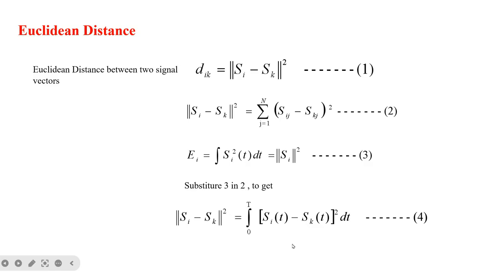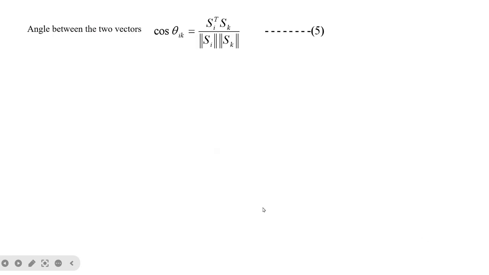Now this equation number 4 is nothing but the Euclidean distance between the two signal vectors, Si and Sk. Now we need to calculate the angle between the two signal vectors, which is given by cos θik equals the transpose of Si times Sk, divided by the norms of the signal vector Si and the signal vector Sk. We'll take this as equation number 5.